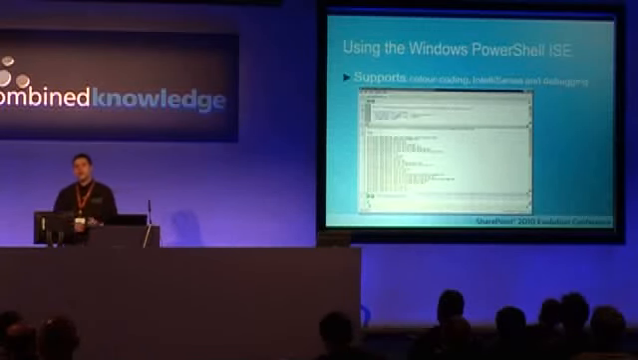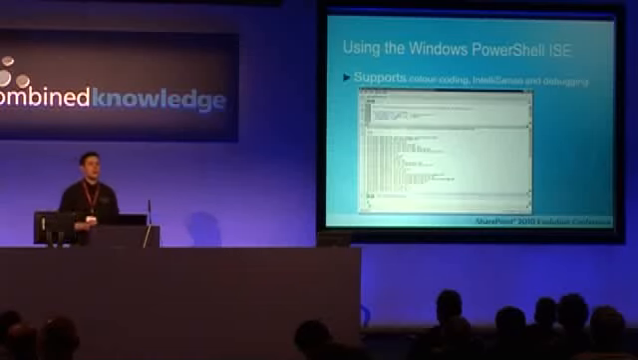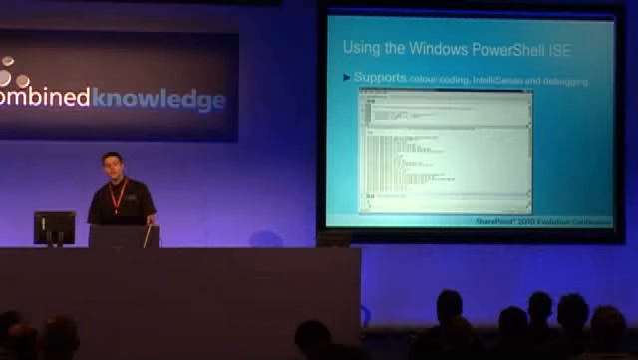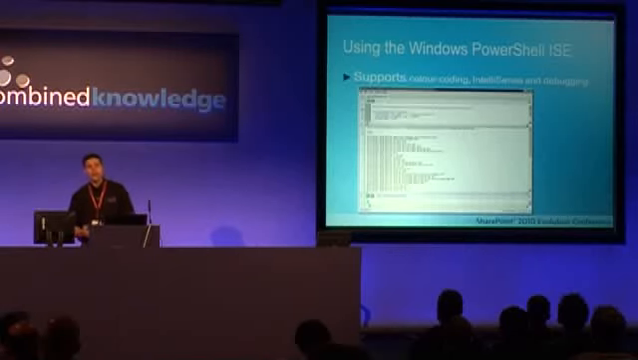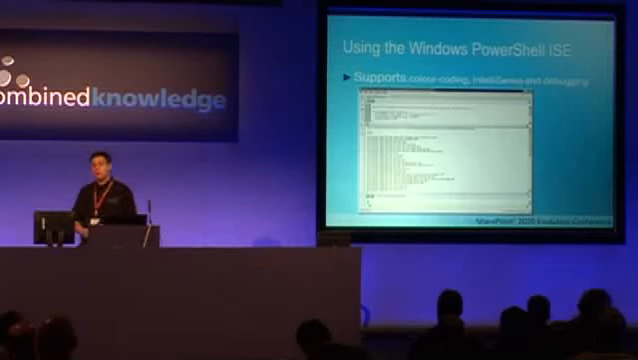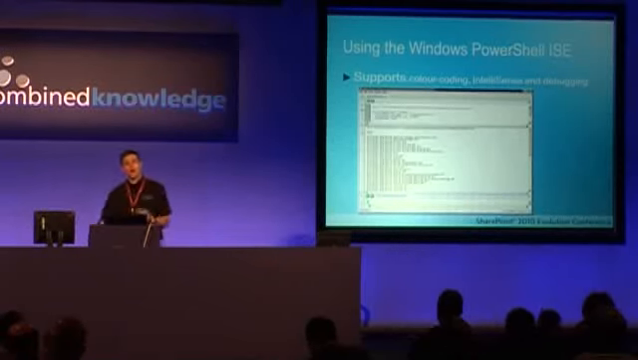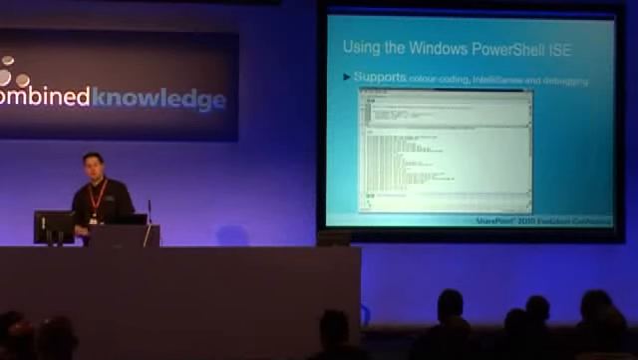New to PowerShell 2.0, and I believe now part of the system management framework, is this integrated scripting environment. There were various other products that provided some of this before, but now PowerShell comes out of the box with this ability. So you've got IntelliSense, color coding, and you've got the ability to debug scripts against this.